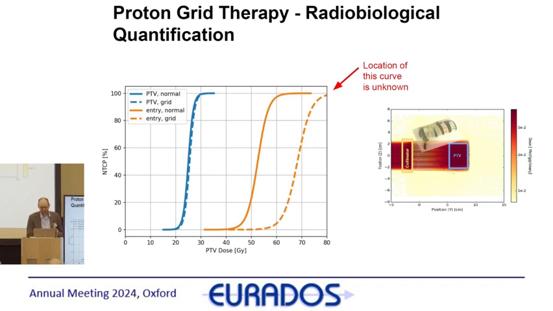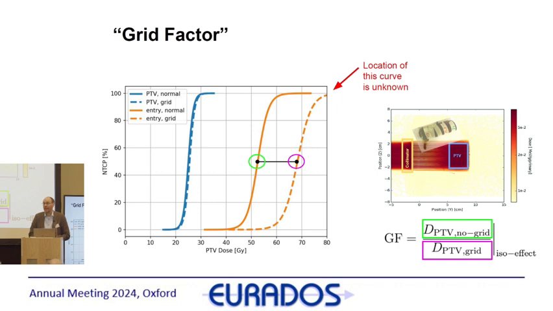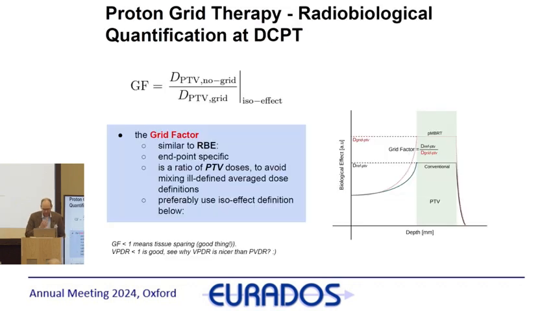And the cool thing about this is that, ta-da, we have something we now can quantify. We can establish a grid factor. For 50% NTCP, we can take the ratio of PTV doses in the case where you have no grid divided by the case where you have a grid, and we can do this for any effect. We are not relying on any ill-defined definitions of dose. We are just looking at the PTV dose, which makes this extremely robust and completely unambiguous. We think this is quite a cool way to do this.